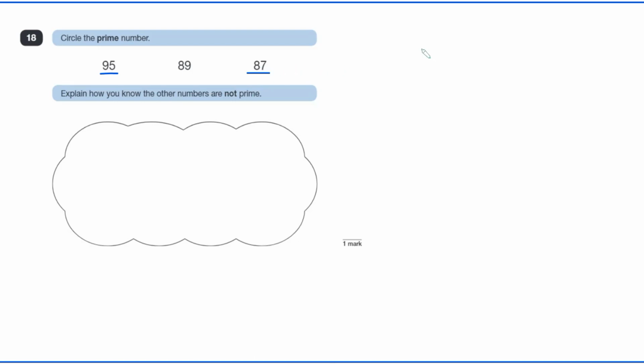87, find out the digit sum. Digit sum means 8 plus 7 is 15. Again, 1 plus 5 is 6. The 6 can be divided by 3. Therefore, this also can be divided by 3. This can be divided by 5. If numbers are divided by other numbers, they are not prime numbers. So the only prime number I think about is 89.